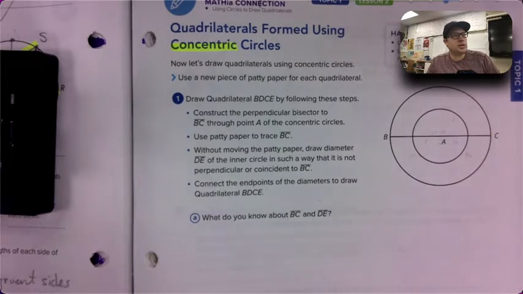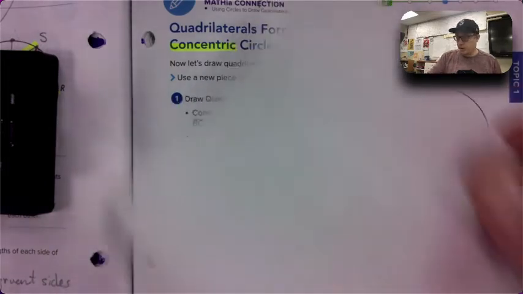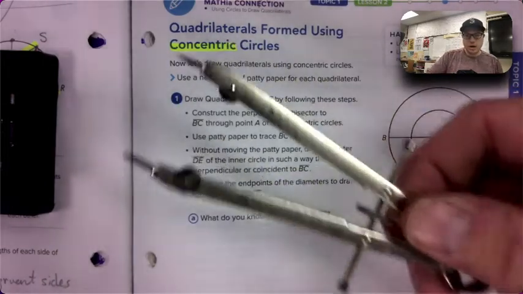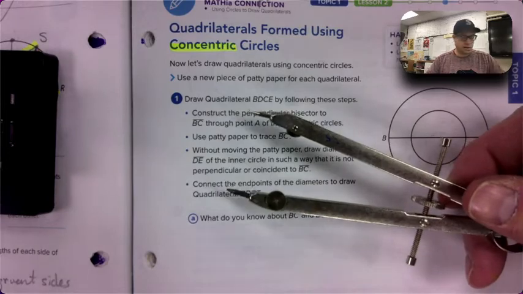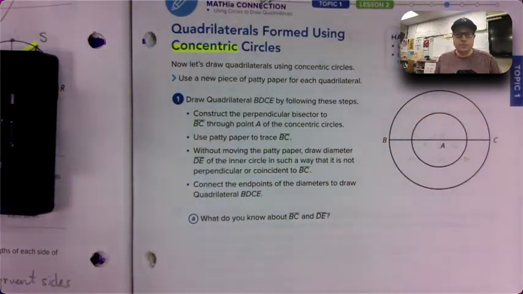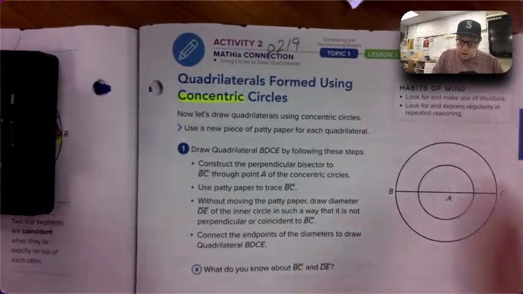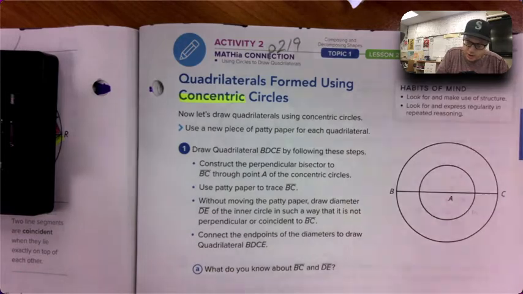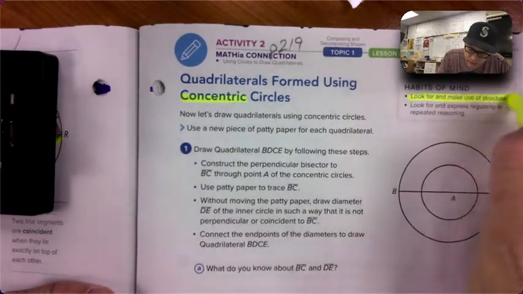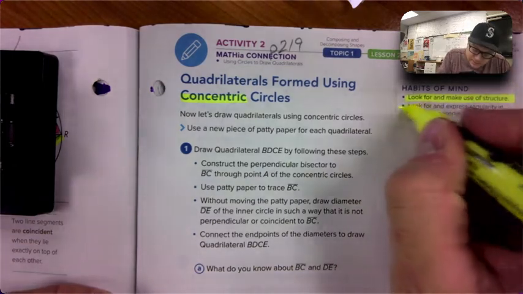Is it one? Is it two? Is it three? Whatever. Okay, have a highlighter. Probably have a protractor, probably have some patty paper, you know, the geometry standard tools. A fancy schmancy compass, or at the very least. Now, highlight the habits of mind. Our habits of mind for this lesson are look for and make use of structure, and look for and express regularity in repeated reasoning.